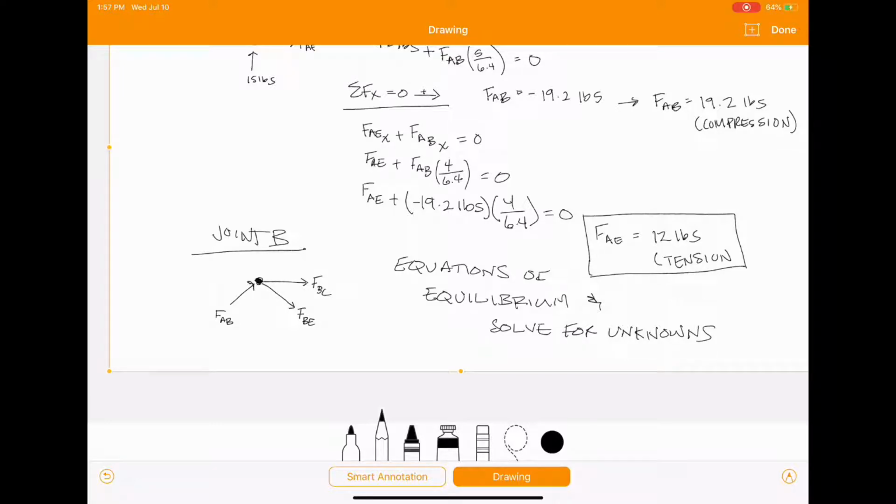Okay. So now that we have that, you can write your equations of equilibrium and solve for your unknowns. I'm not going to do this because it's very repetitive, and I feel like once I've showed you one, it's the same process for all the other ones, so you can go ahead and do that on your own.